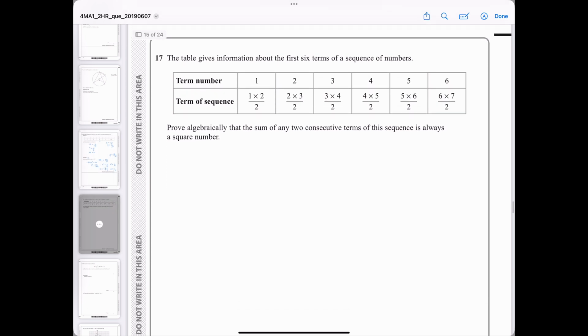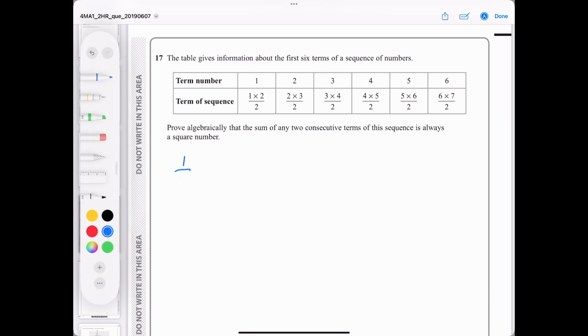This is quite a weird looking question. The table gives numbers about the first 6 terms of a sequence of numbers. Prove, it's a proof algebraically, that the sum of 2 consecutive numbers of the sequence is always a square number. Okay, so I'm just going to write this out in a way that I think makes sense. It's all over 2, so we can put half.